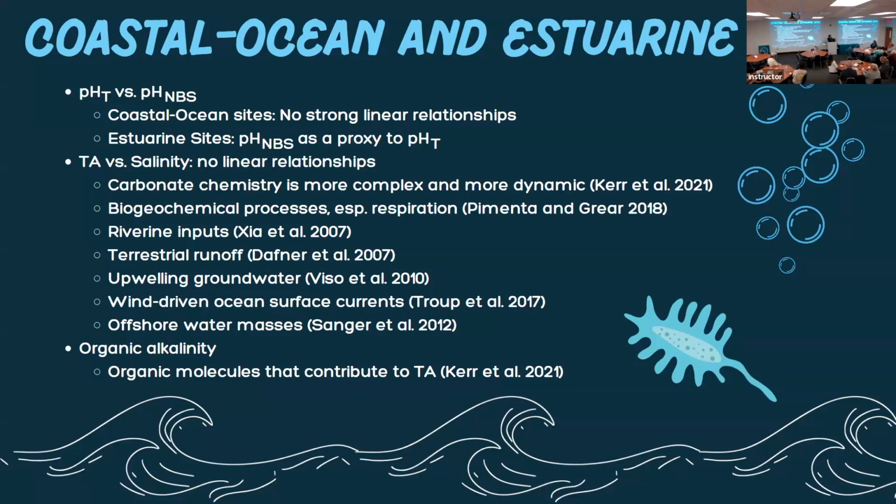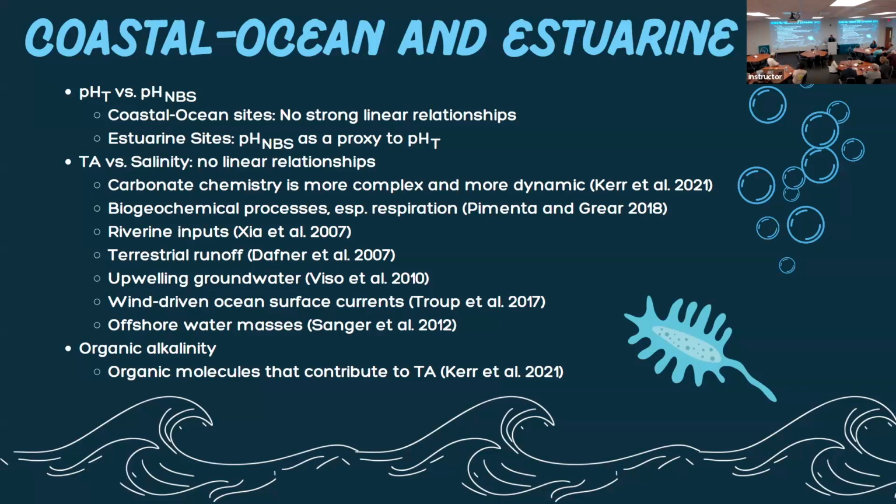Okay, so to sum all of that up. With our pH versus pH, our estuarine sites showed that we can use that data as a proxy for pH total, which is really good news. However, with that lack of a linear relationship between TA and salinity, further information is needed.